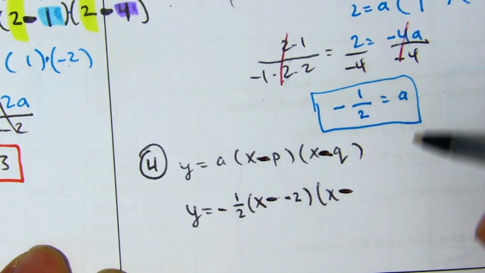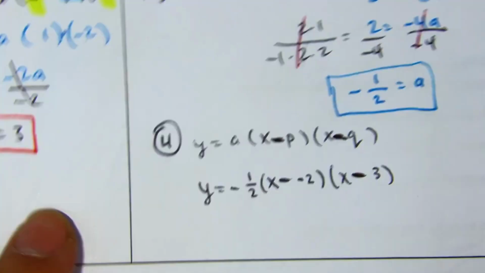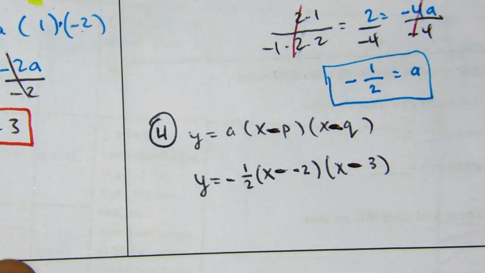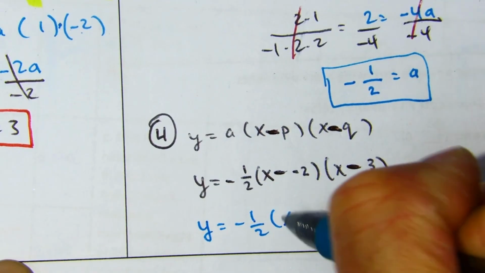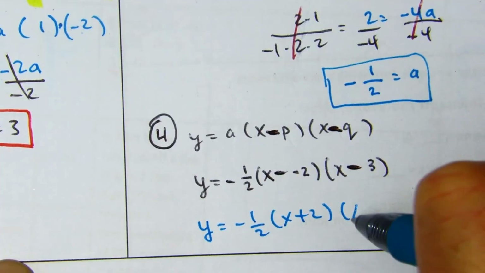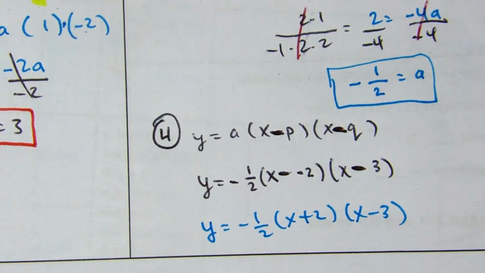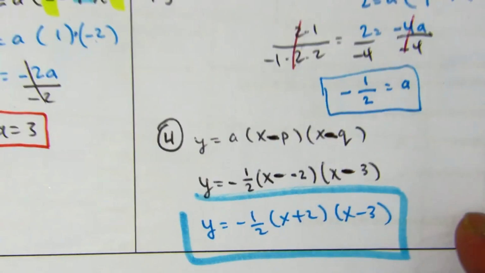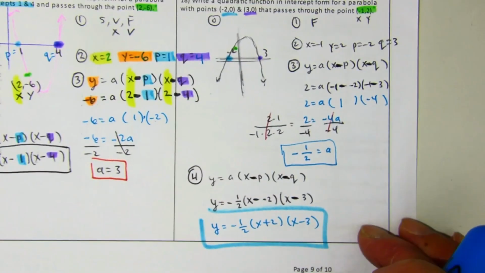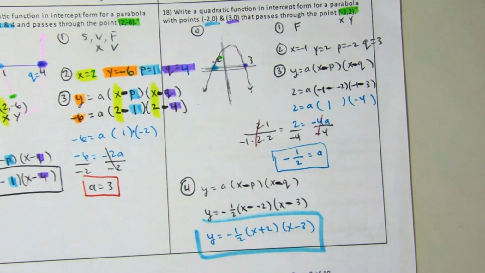Your Q value is what? 3. Let's go ahead and go through and simplify. Is there anything we can simplify? X plus 2, x minus 3. Okay? That's our answer for number 18. So draw yourself a picture, identify the form based on the clues, identify your letters, solve for A, and then write an equation.